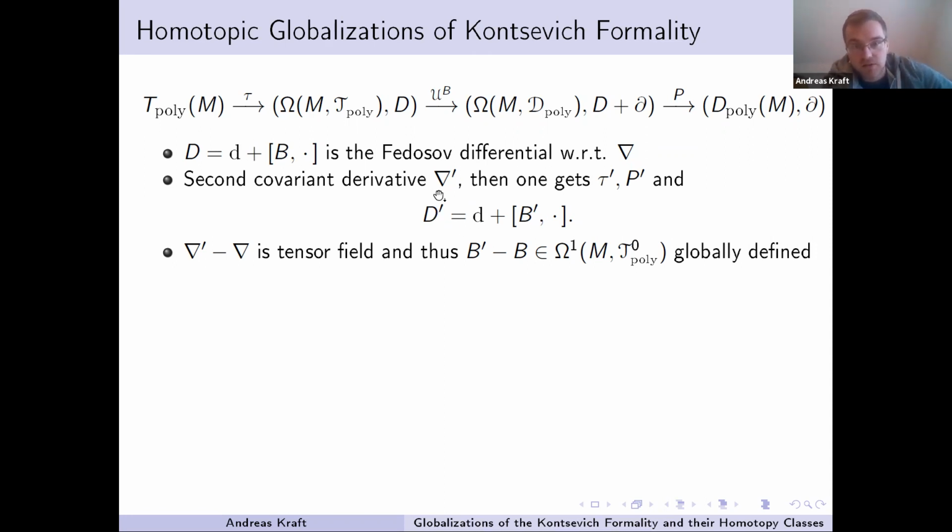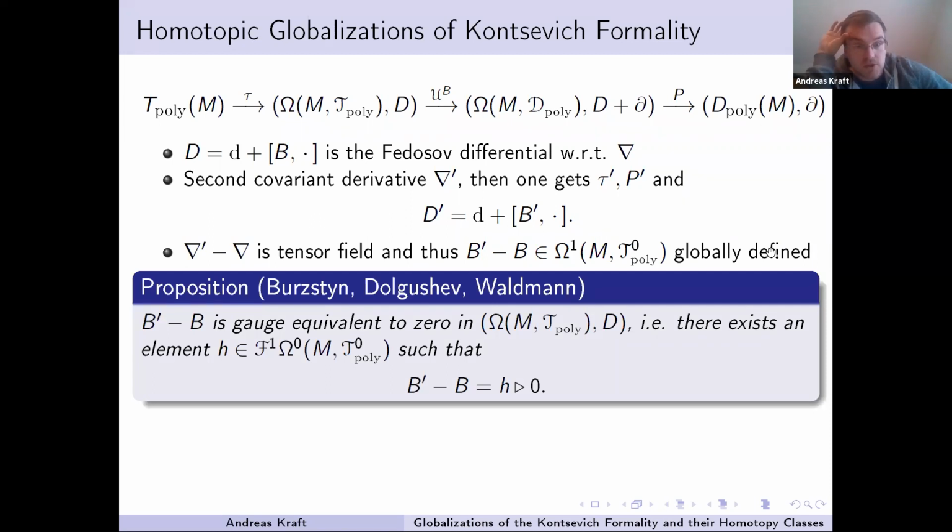And well, these two are only defined locally, as I said, because they depend on the Christoffel symbols of the connections. But the difference between the connections is a tensor field, so the difference between b prime and b will also be globally well defined. So it's the one form with values in the fiberwise vector field. And there's this observation by Pushkin, Dolgushev, and Waldman that this difference b prime minus b is gauge equivalent to 0 in the Fedosov resolution here. So there exists some element h such that b prime minus b is the gauge action of h on 0.